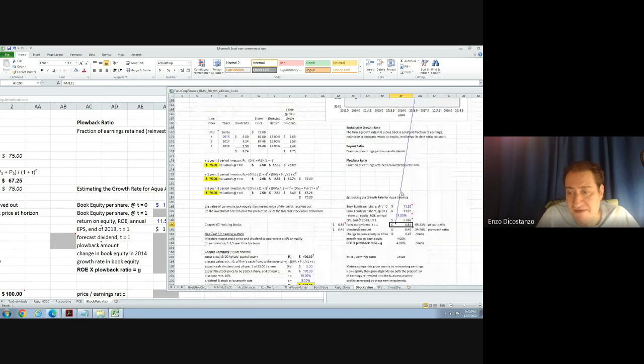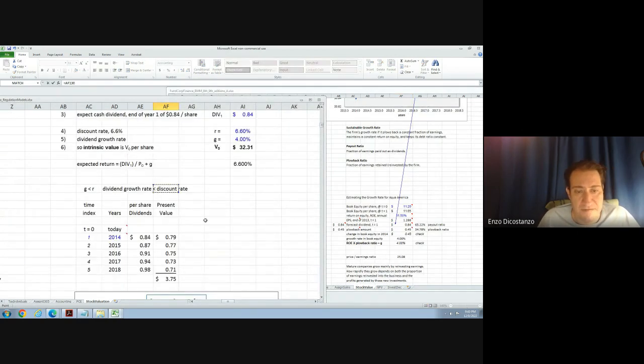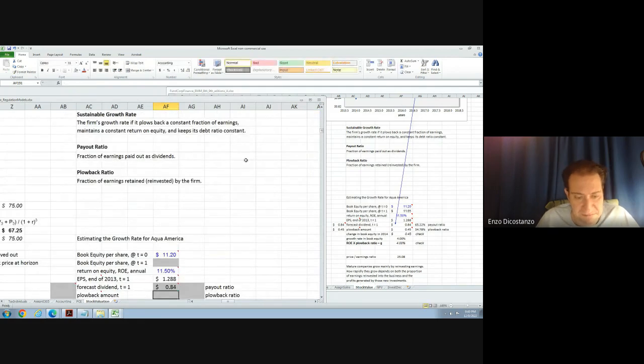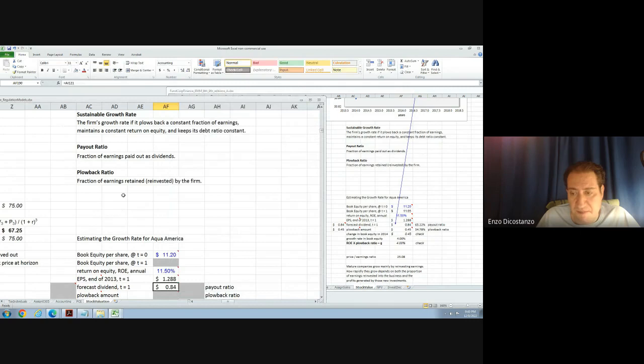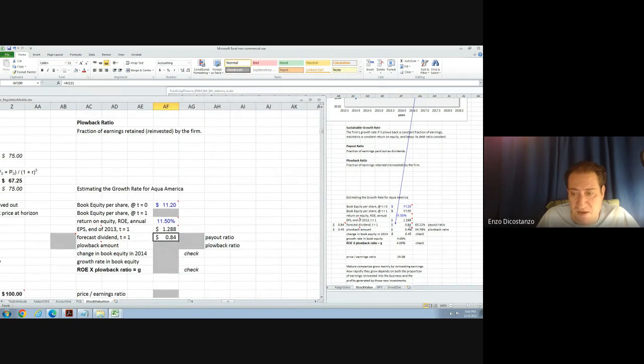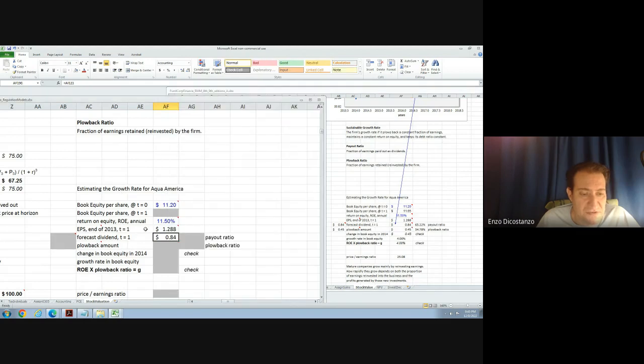You had a dividend at T1. You had your forecasted dividend of 84 cents. Okay, that was your dividend of 84 cents. And now you're doing a real computation of payout in a couple different ways. If your earnings are $1.28 and you're paying a dividend of 84 cents, what's left to go back into equity? The plowback is only 45 cents, right?